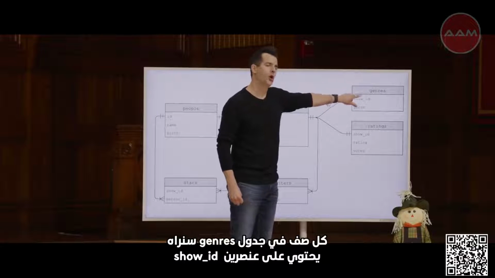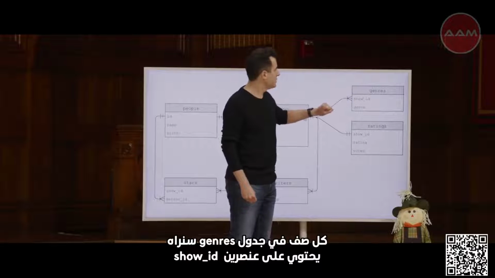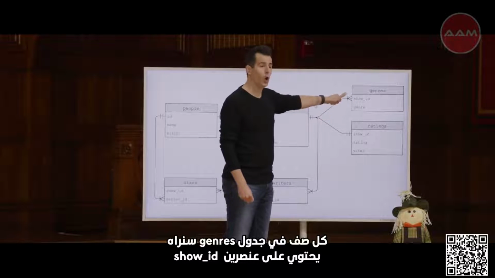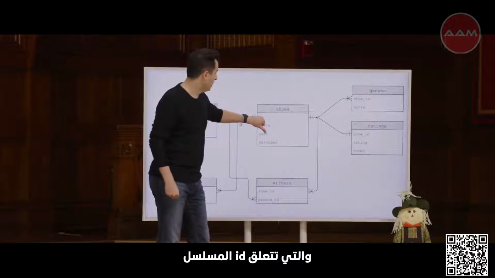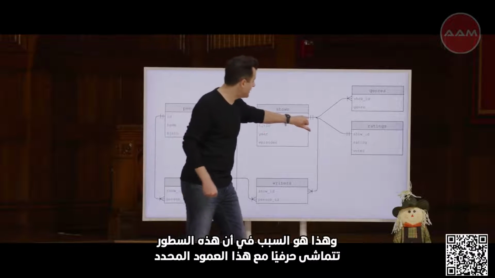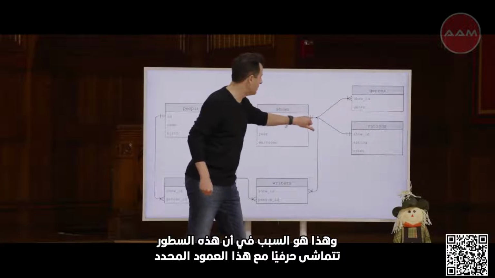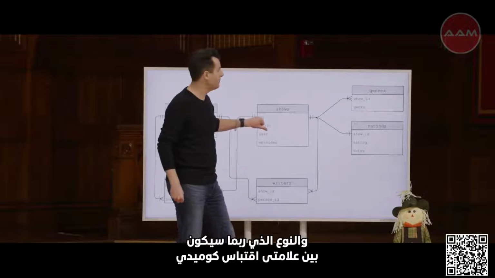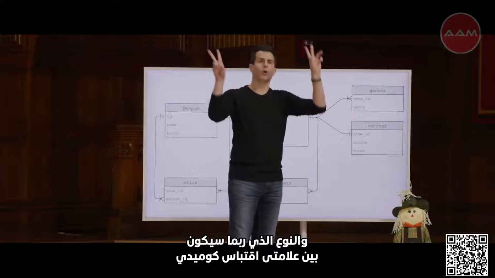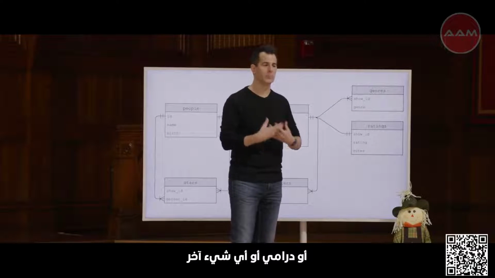Every row in the genres table, we'll see, has two items, a show ID, which relates to the ID of a show. And that's why these lines literally line up with that specific column name. And a genre, which is going to be like quote unquote comedy, quote unquote drama, or something else.